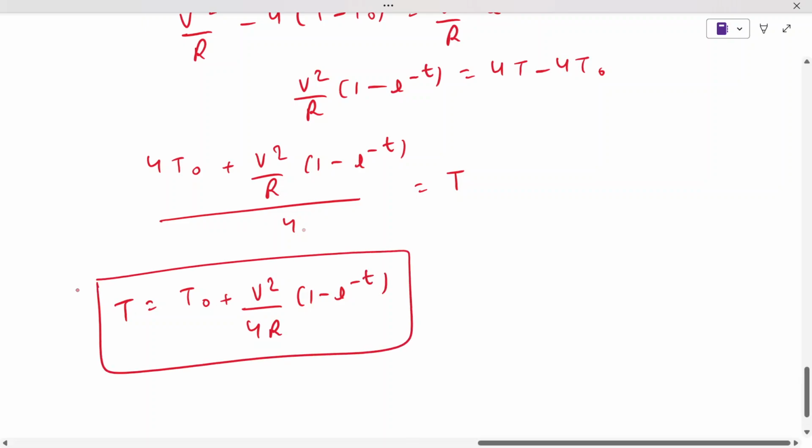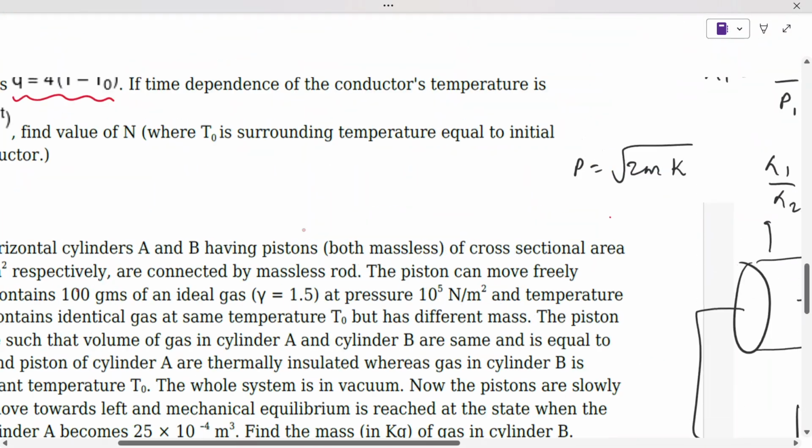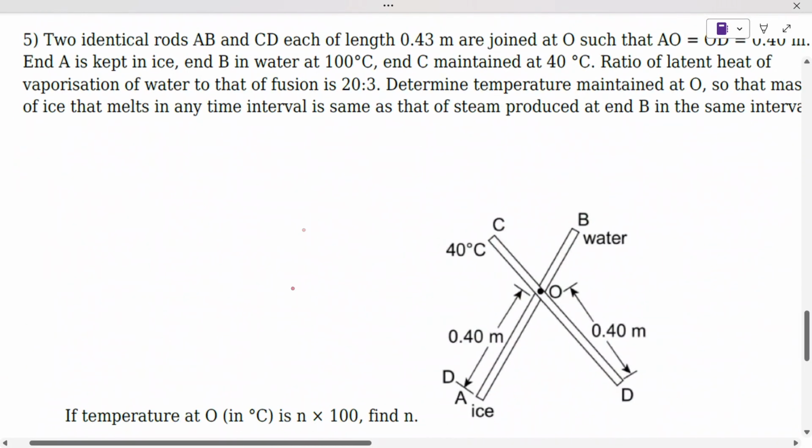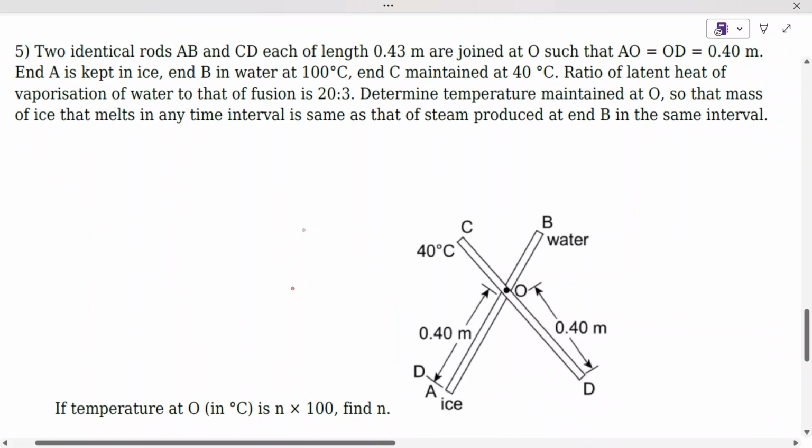Correct? It's simply that. Okay, now this question.